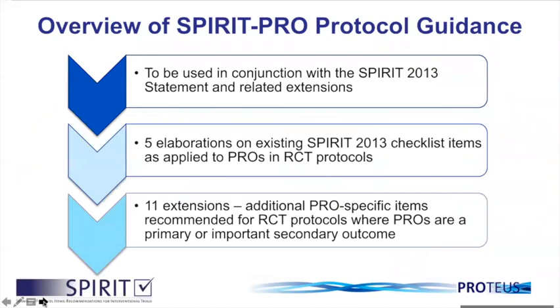So this slide provides an overview of the Spirit Pro protocol guidance, which, as we've said, should be used in conjunction with the Spirit 2013 statement and related extensions. For example, there's been a recent extension for use in artificial intelligence trials. The Spirit Pro extension comprises 5 elaborations of the existing Spirit 2013 checklist items as applied to PROs in RCT protocols. Furthermore, it has 11 new extensions. These are additional PRO-specific items recommended for use in clinical trial protocols where PROs are a primary or important secondary outcome.